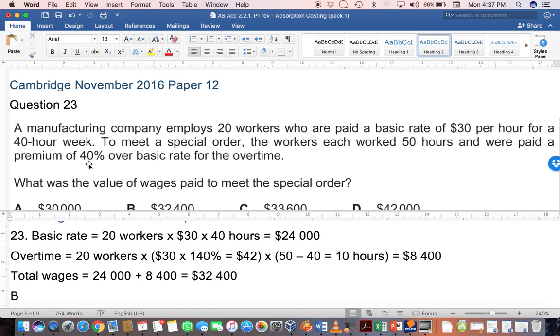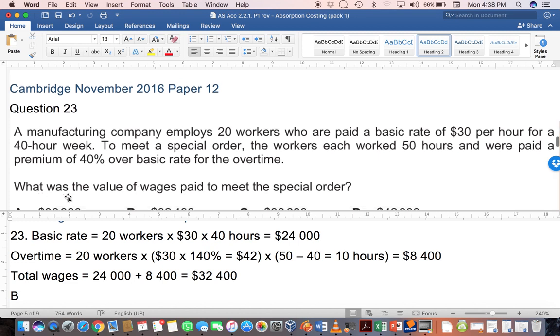If one is working overtime, it means that you are working longer hours than normal, and this is cutting into family time and the worker's own personal time. And so therefore they would usually be compensated by earning a wage that is higher than normal. In other words, if it's 40% over the basic rate, it means it would be 140% of that $30 per hour. We want to now work out what was the value of wages paid to meet the special order.